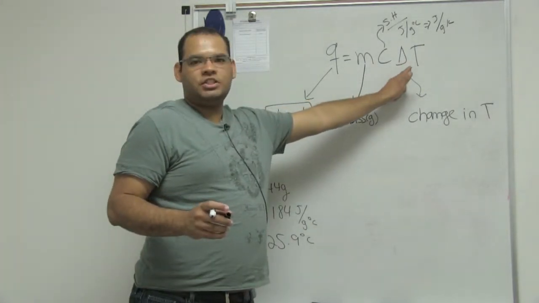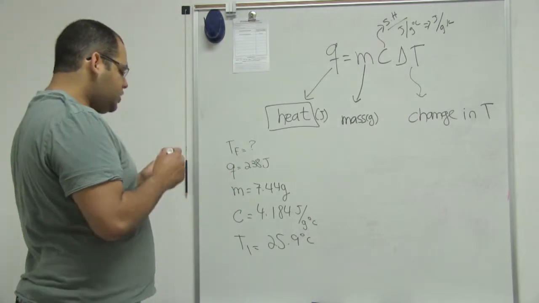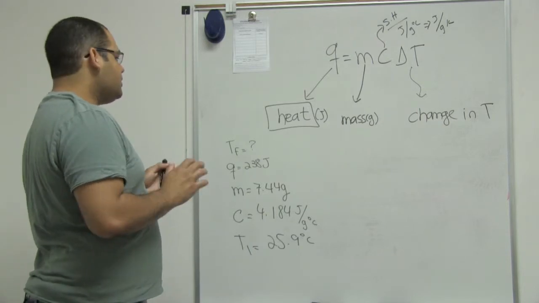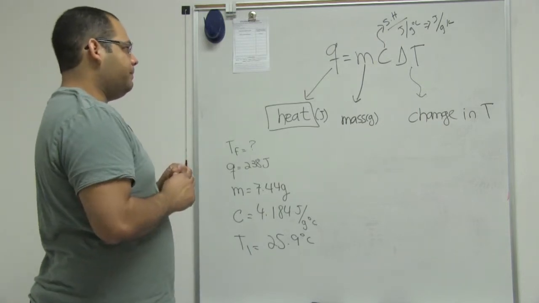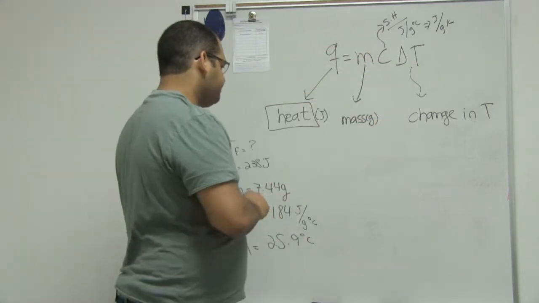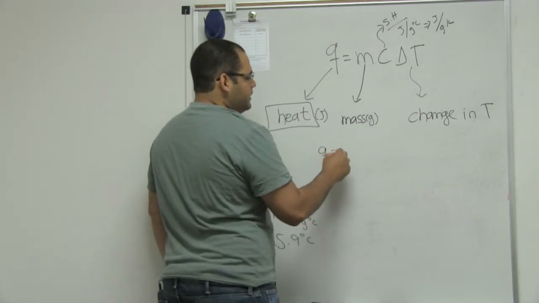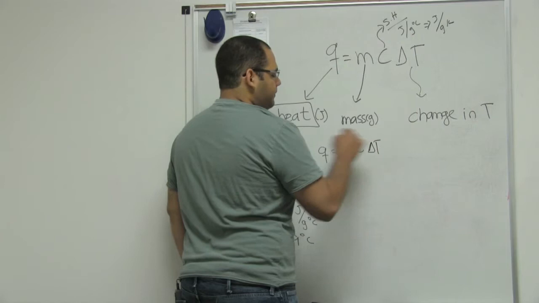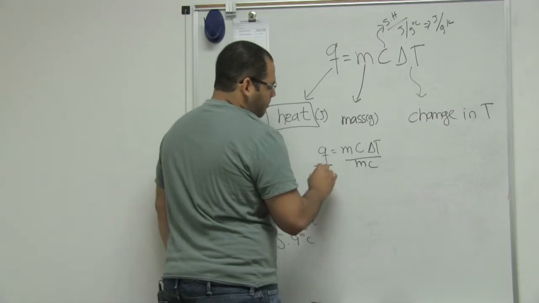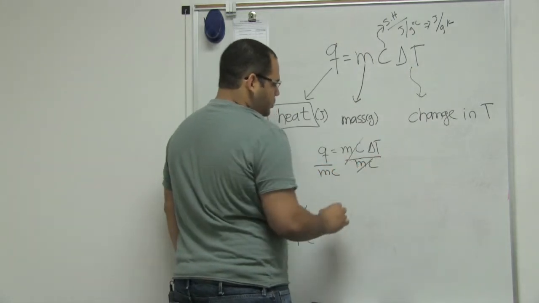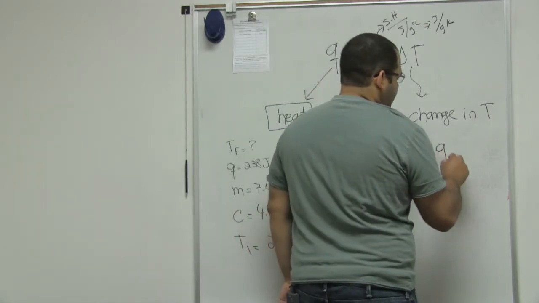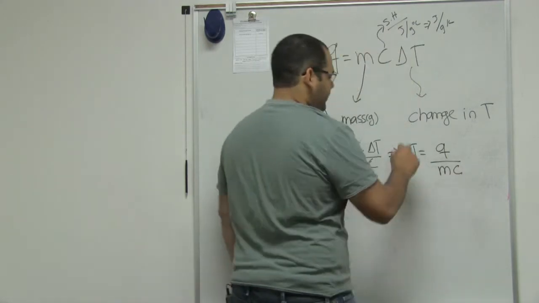What we want to find first is the change in temperature. When we find the change in temperature, then we can figure out the final temperature, because we know that change in temperature is equal to final minus initial. So first we need to solve our equation so we have delta T by itself. Q equals mc delta T. If I want delta T by itself, what do I do? I divide both sides by mc. So delta T, or change in temperature, equals Q over mc.